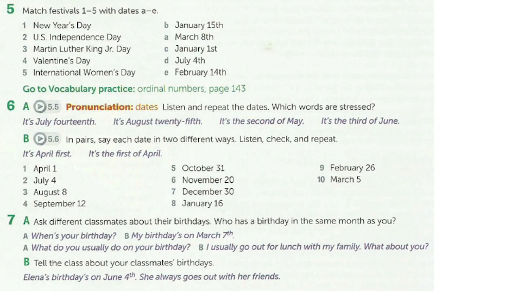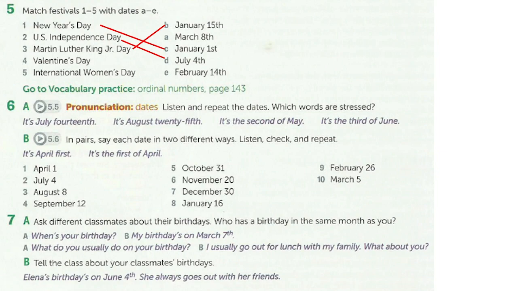New Year's Day. When is New Year's Day? When is it celebrated? New Year's Day is celebrated on January the 1st, or we can also say on the 1st of January. Remember, it could be January the 1st or the 1st of January. The second, US Independence Day. When is it celebrated? It's on July the 4th or on the 4th of July. The same here. The next, when is Martin Luther King Jr.'s Day? It's on January the 15th or the 15th of January.